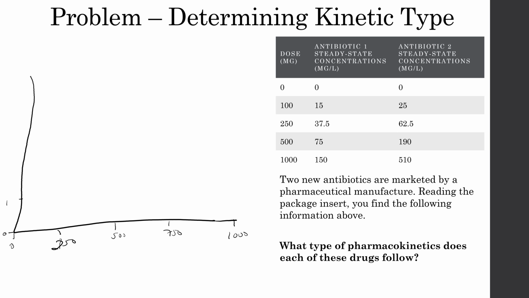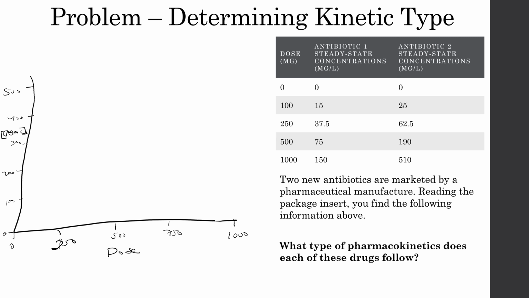So let's put 100, 200, 300, 400, and 500. And of course, we should label our axes. This is concentration. I apologize. I'll try to write more clearly.